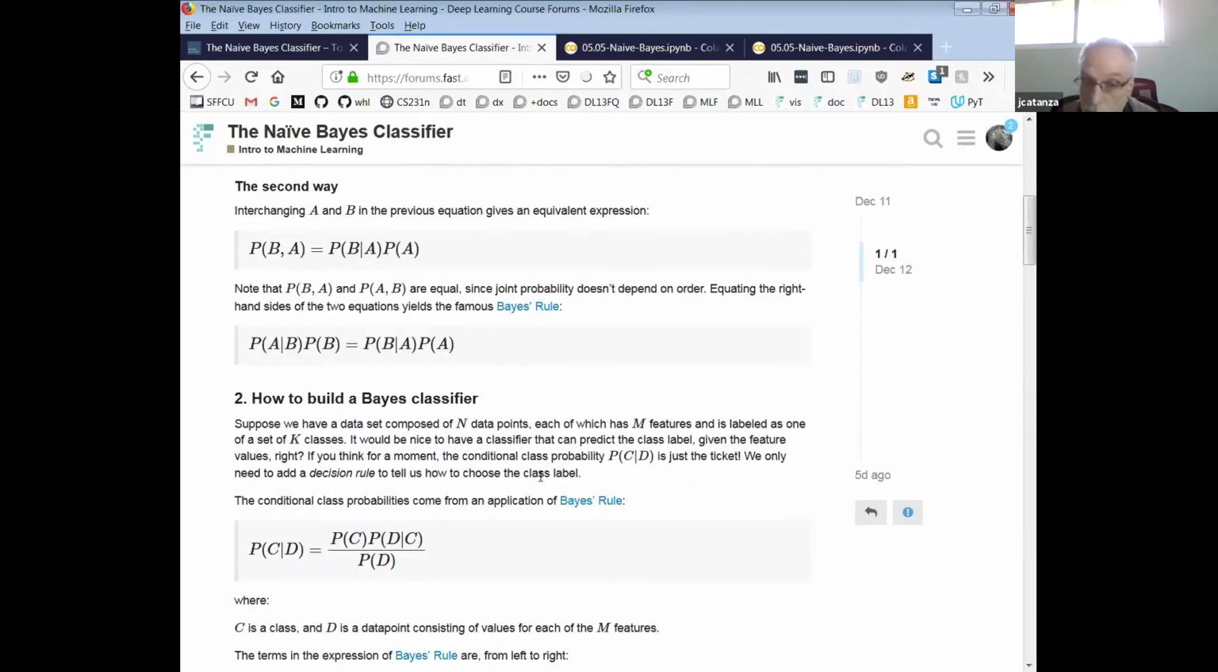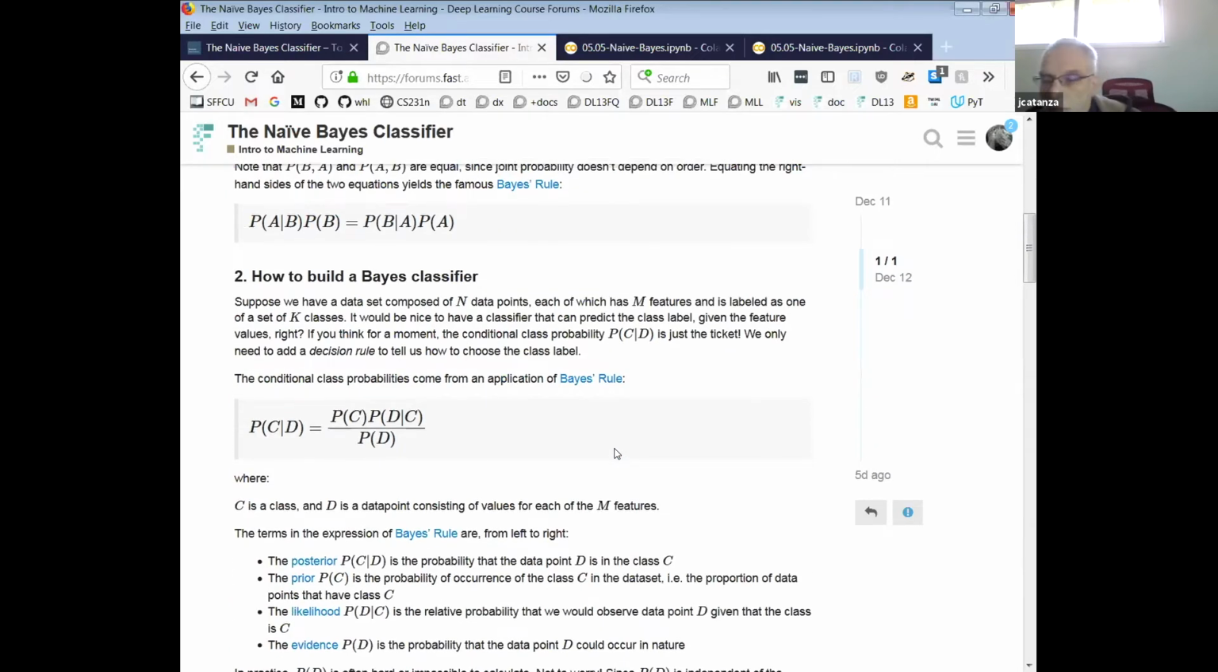And from there, we can go on to build a Bayes classifier. If you have a data set of n data points, let's say, and each data point can be classified into either of m classes, then the problem of building a classifier is really related to that conditional probability, the probability of a class given a data point. That's what you'd like to do. You'd like to have a classifier that takes as its input the data point and tells you the probability of what class.